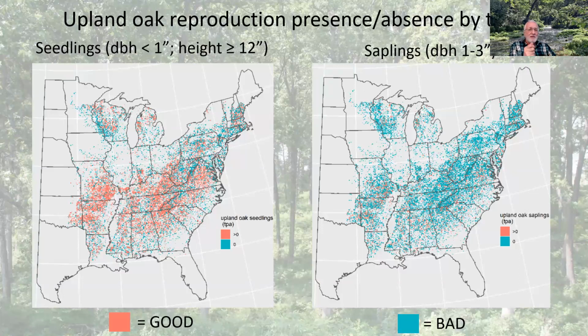But then if you look at the saplings, those at 1 to 3 inches, again, blue is bad. You see, we don't have a lot of those at 1 to 3 inches. Something's happening between the time those acorns germinate and reaching that 1 to 3 inch diameter class. And so we know we've got an issue, a problem.